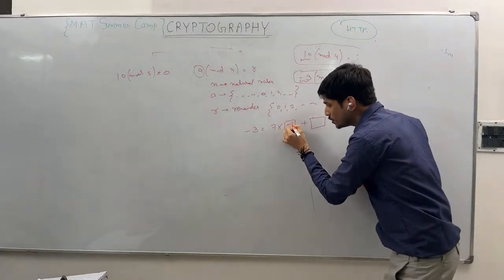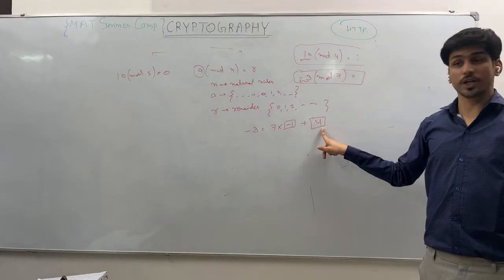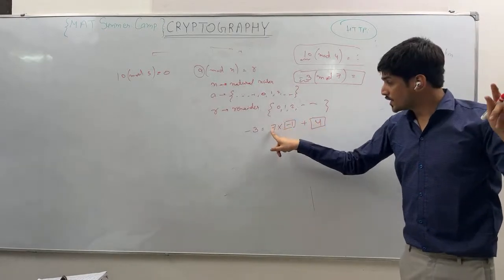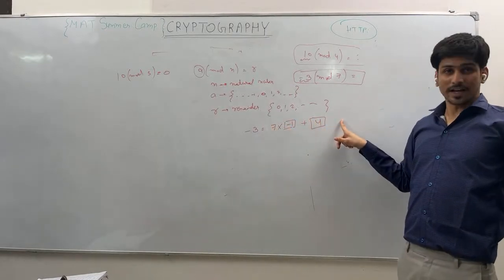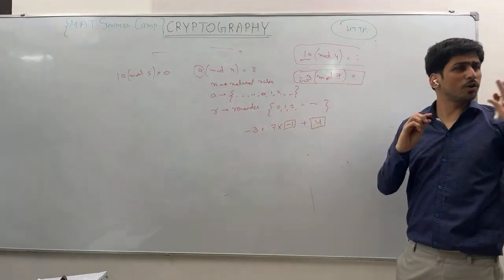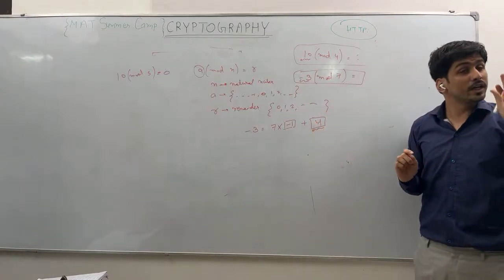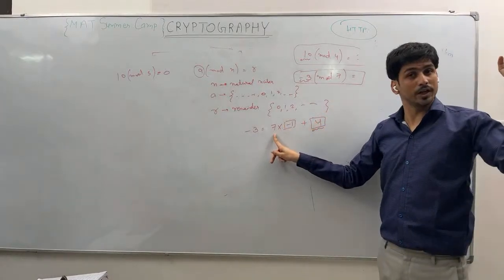So here what will I do? Minus 1 and 4. But the thing is, I need the remainder positive. I could have written 0 also: 7 into 0 minus 3. Right? Because the quotient can be negative, we are not worrying about the quotient. The only thing is we need the remainder positive, and the remainder has to be less than 7. Are you getting my point?